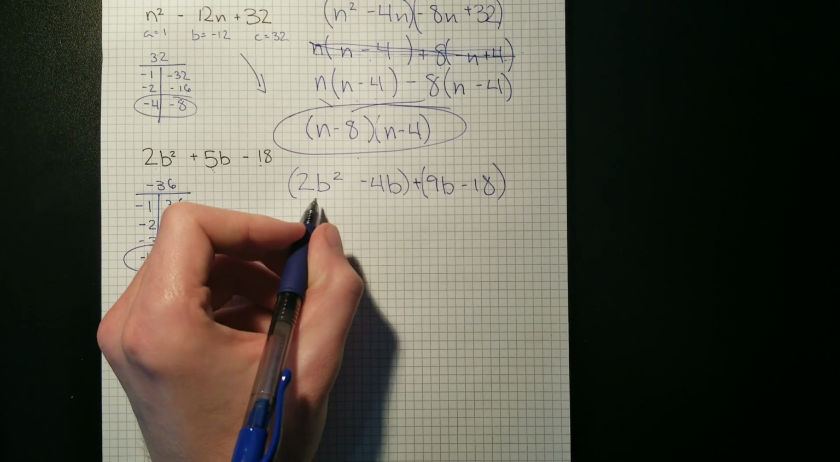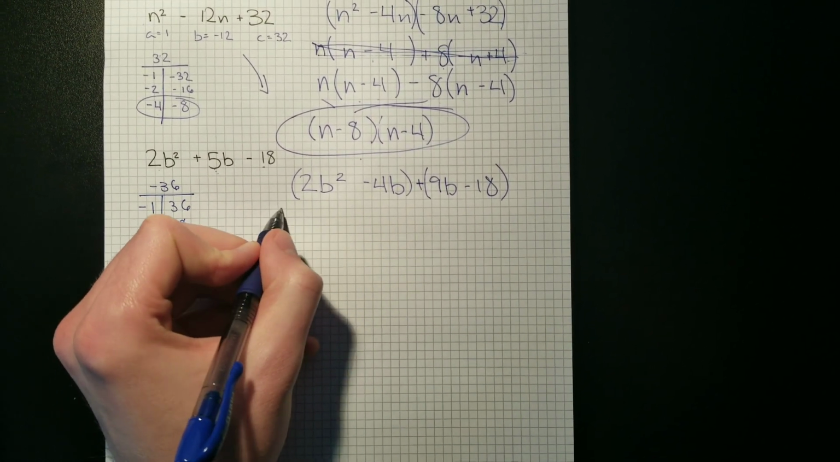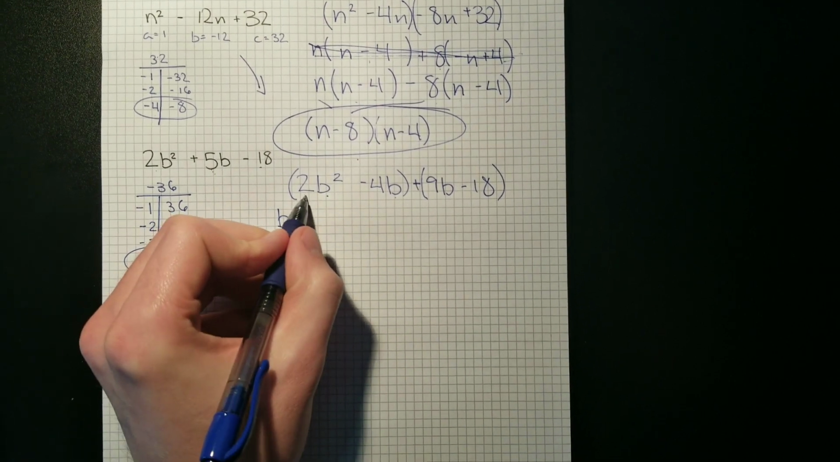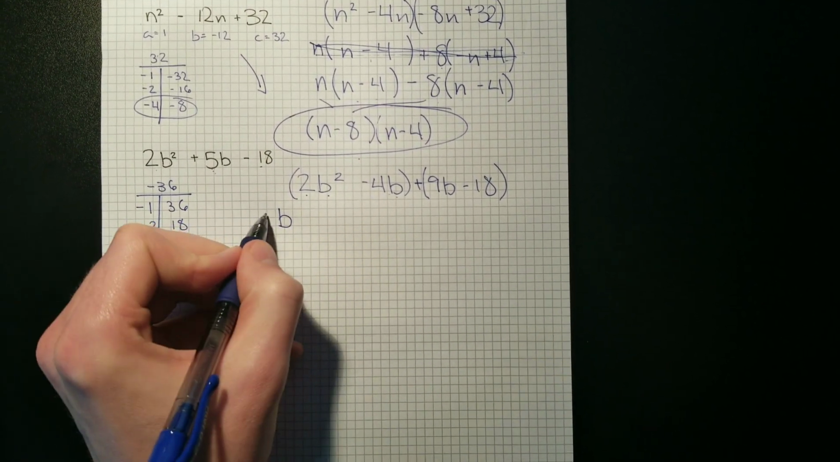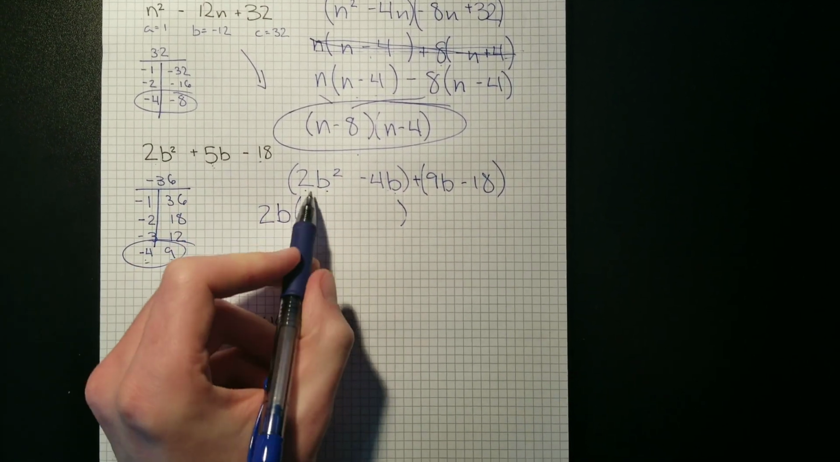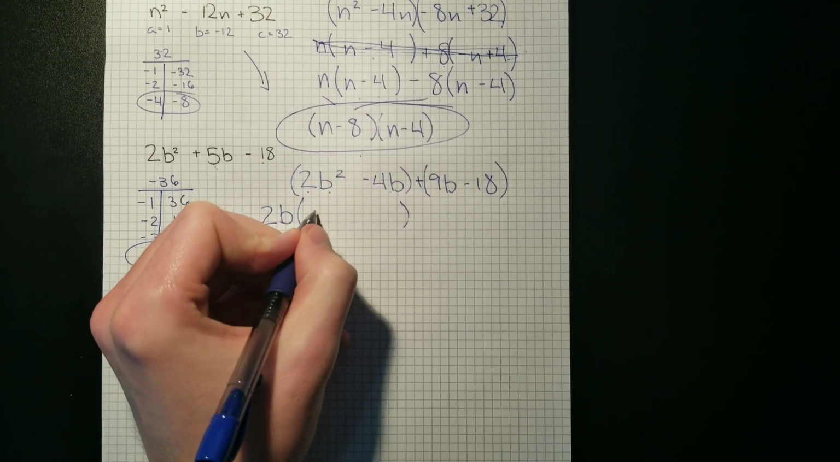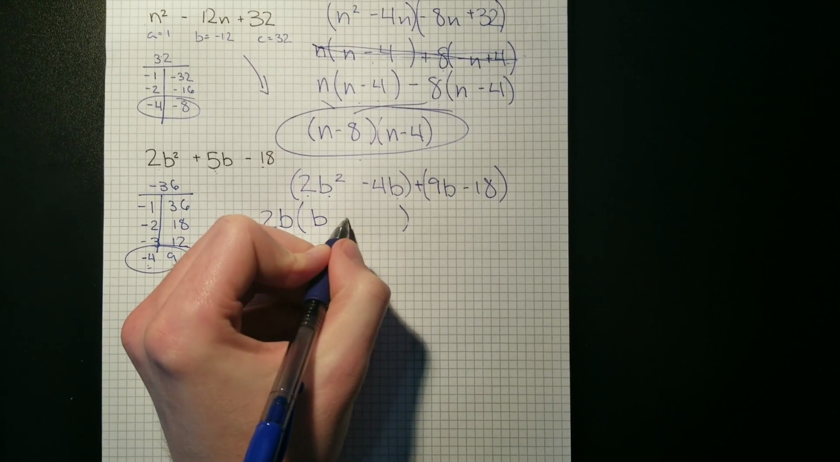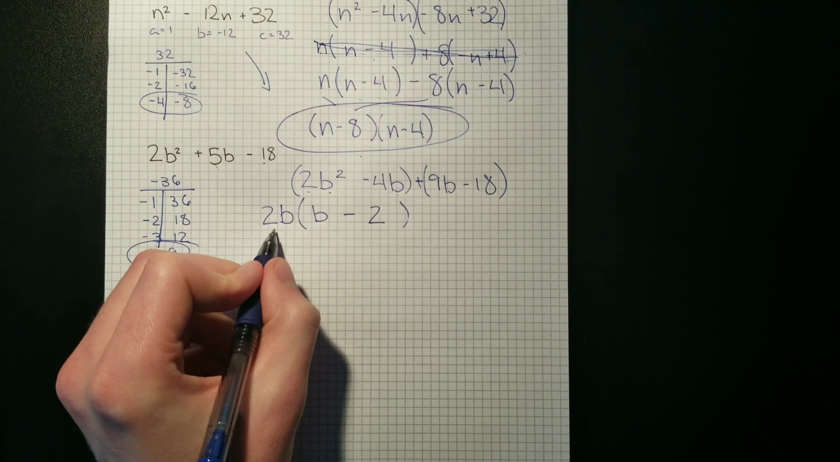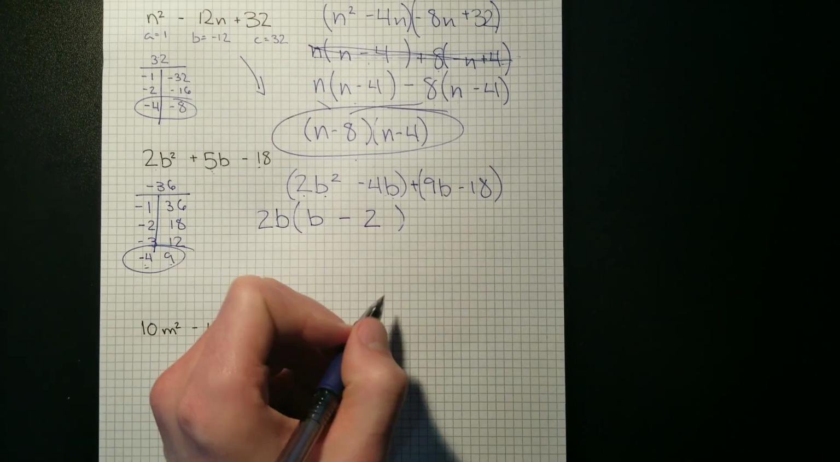The greatest common factor here, so I know that a b goes into both of those, goes into the b squared and the b, and I also noticed that a 2 goes into a 2 and a 4, so I can take out 2b. So 2b squared divided by 2b is just b, and negative 4b divided by 2b is just negative 2, because 4 divided by 2 is 2, and the b is all gone.